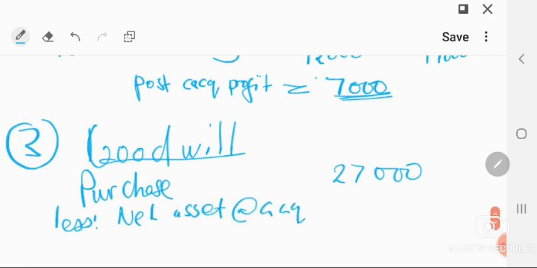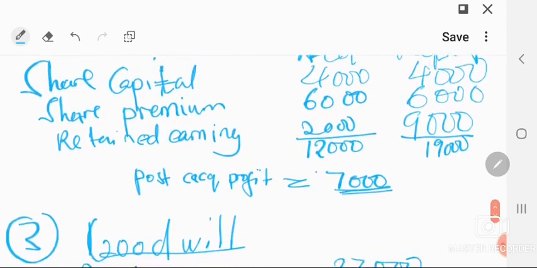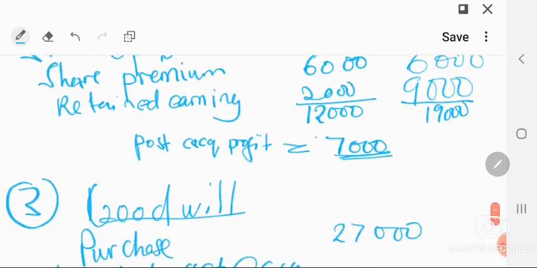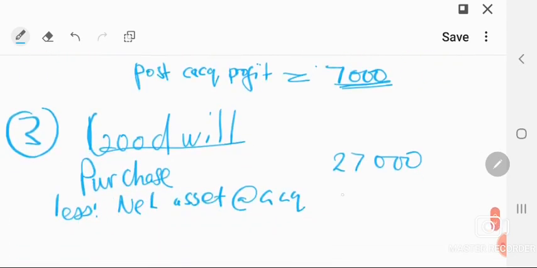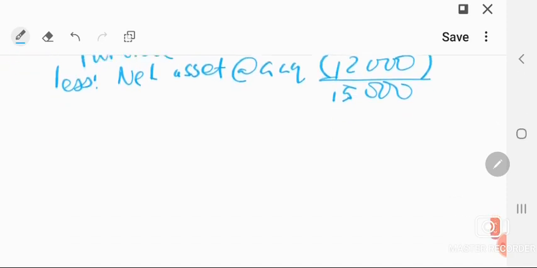At acquisition, I'm just abbreviating some of the words. Net assets at acquisition, or how much? Go back, working 1, 12,000. The sum, we said get the summation because that's the total net assets. So it gives 12,000. There, the difference is what? 15,000. That's basically your goodwill. There was no impairment, they told us, so we just skip.